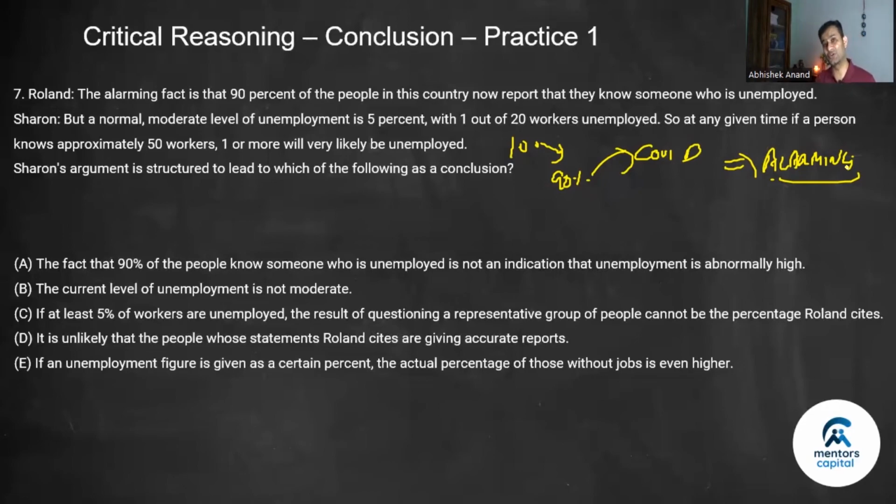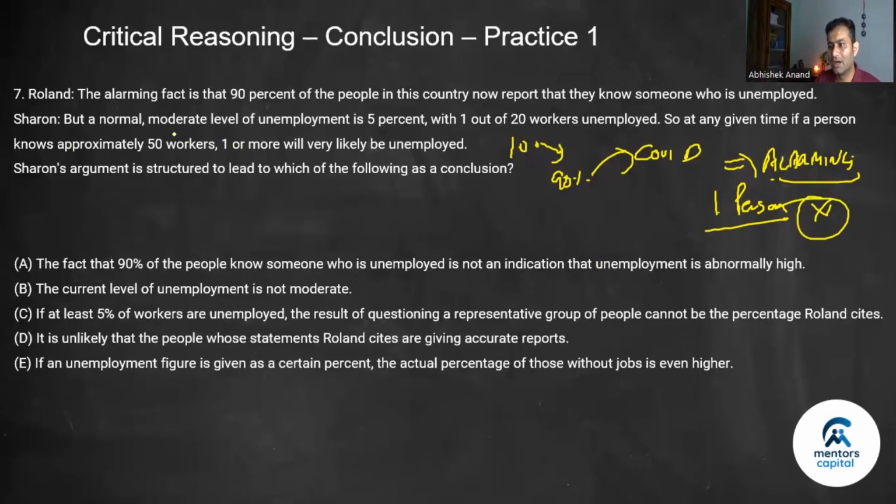The counter could be that maybe there is only one person who is suffering from COVID and 90 people know the same person. So there's only one person in our batch who suffered from COVID and 90 people know that guy. So is that alarming? This is not. And that is what Sharon has done.